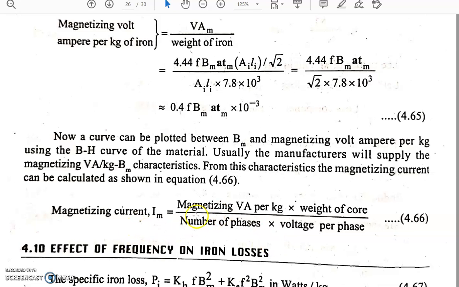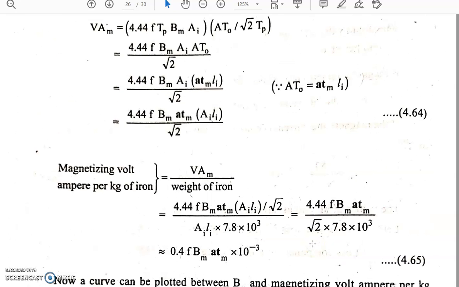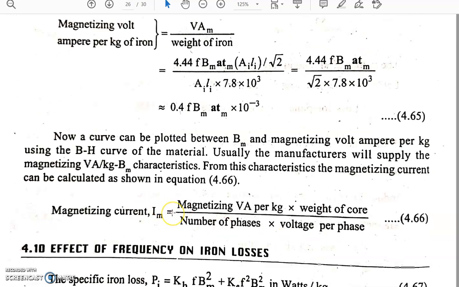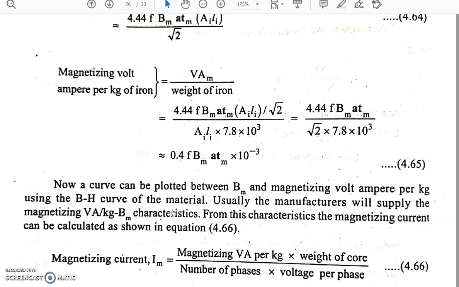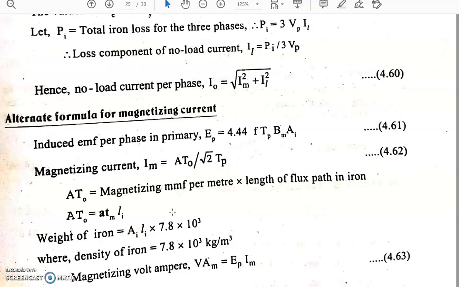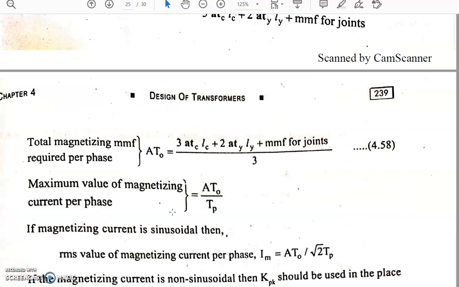So the magnetizing current will be the magnetizing volt ampere per kg, and magnetizing volt ampere per kg divided by voltage will give ampere, the magnetizing current per kg. Multiplying by the weight of the core, we get the magnetizing current for the number of phases, and if you divide by the number of phases, that will give the magnetizing current per phase. So this is how we can calculate the magnetizing current, and then the last component we will be calculating. By knowing the magnetizing component and the loss component of the transformer, we will be able to calculate the no load current.